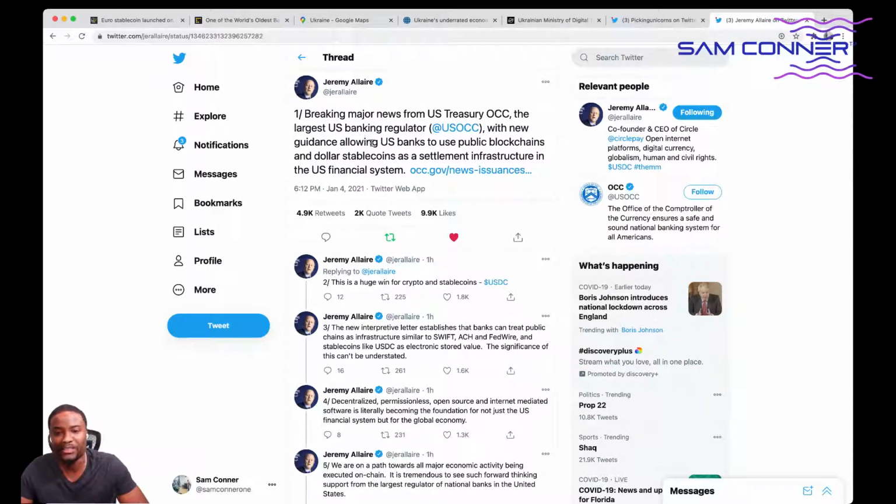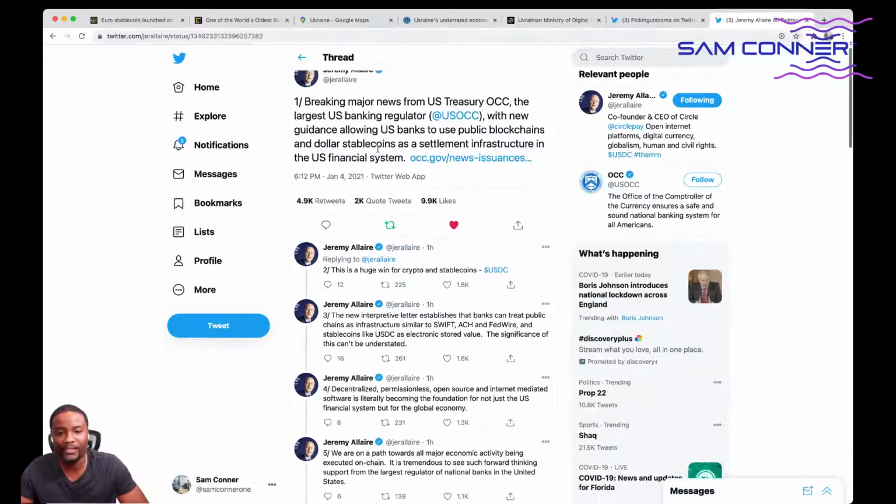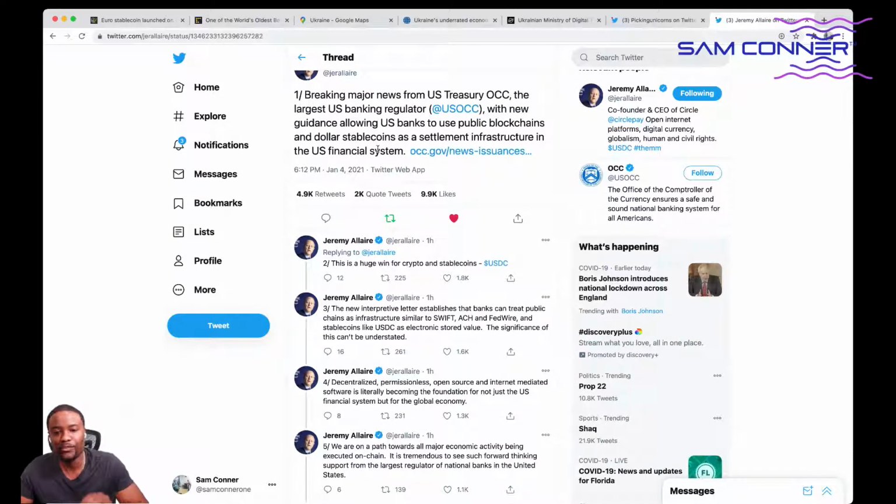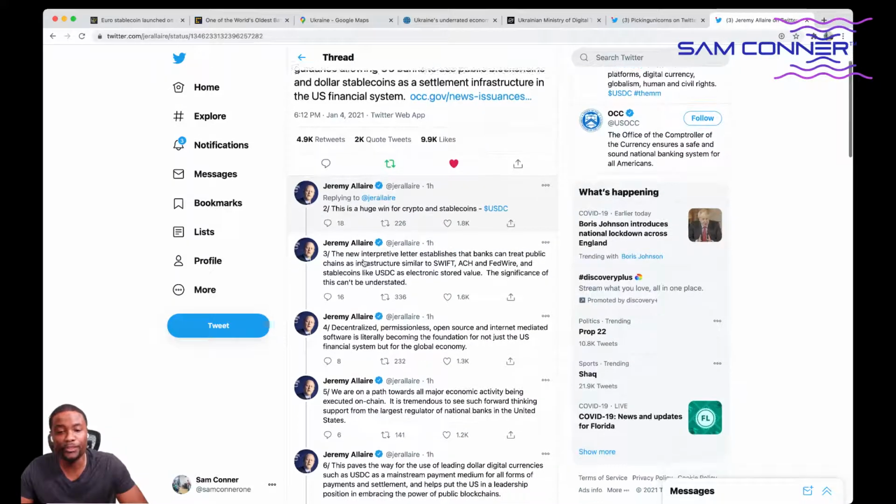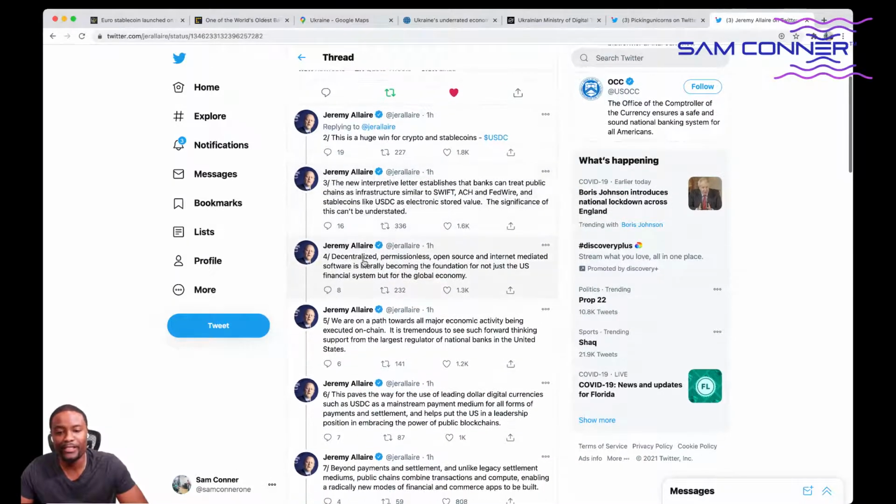breaking major news from U.S. Treasury OCC, the largest U.S. banking regulator, with new guidance allowing U.S. banks to use public blockchains, which Stellar is, by the way, and dollar stablecoins as settlement infrastructure in the U.S. financial system. This is huge, he goes on to say. The new interpretive letter establishes that banks can treat public chains as infrastructure similar to SWIFT, ACH, Fedwire, and stablecoins like USDC as electronic stored value.